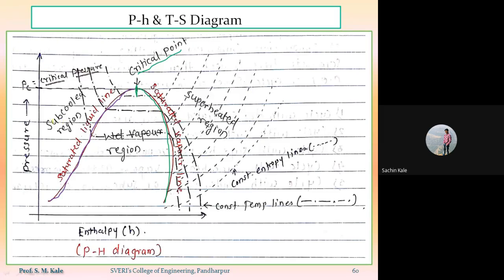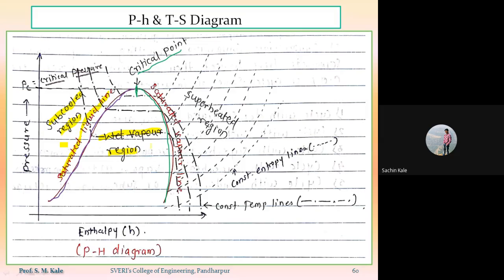Depending upon these lines, there will be 3 regions. Out of that, the first region is called the subcooled region. The subcooled region is before the saturated liquid line. So this is the saturated liquid line, and whatever region is before it is called the subcooled region. When you heat that subcooled liquid, it gets converted into saturated liquid. Further heating that saturated liquid, you get the wet vapor region. Inside the dome shape, whatever region is there is called the wet vapor region, also called a liquid vapor mixture.